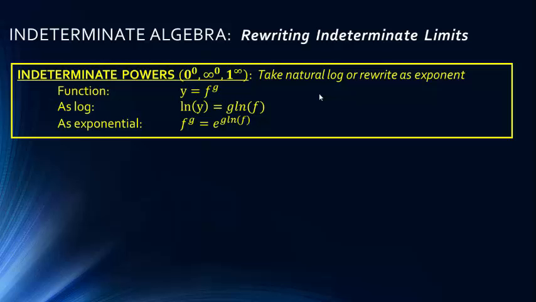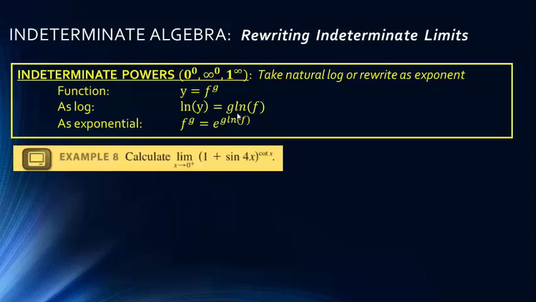If it's written as an exponential, we can also rewrite it in an exponential form using Euler's constant. So f to the power of g is also equal to e to the g log f, because e and the natural log cancel out once we put the g back as a power. You need to be able to go both directions with logarithms and exponentials, and these are key algebraic concepts. Okay, so let's check this example 8.